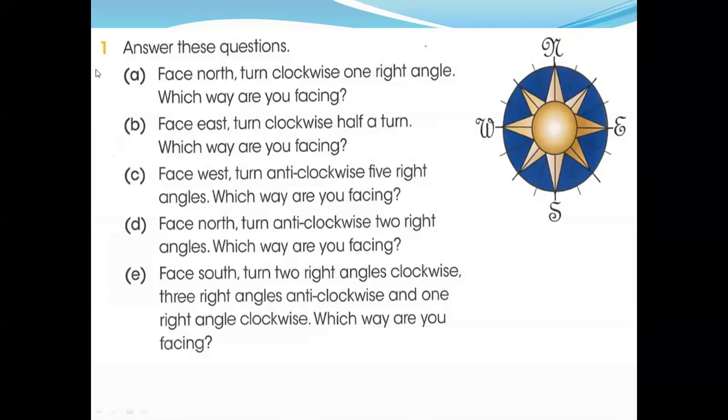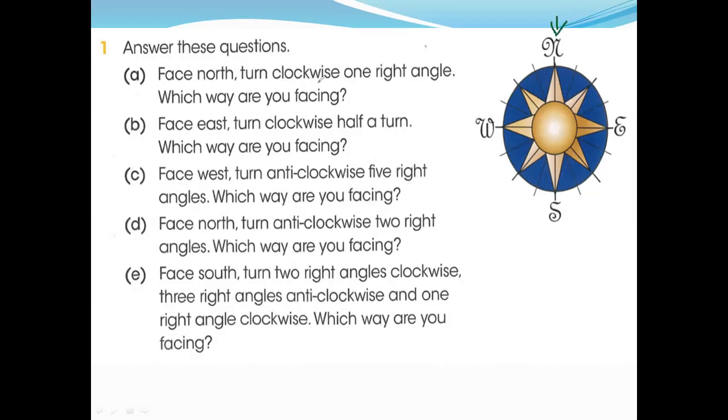You can see the questions here, in different parts. Answer this question: face north. You know about the signs: W means west, N north, E east, and S south. Listen to the question carefully. Face north. Which way is your face? North. I will show you with the pencil. Now your face is at this side.